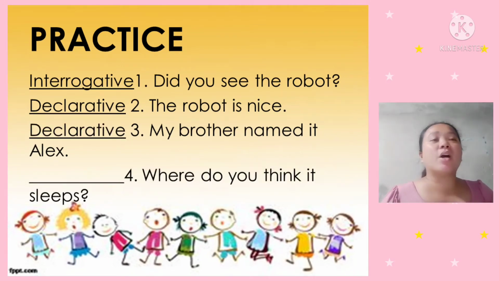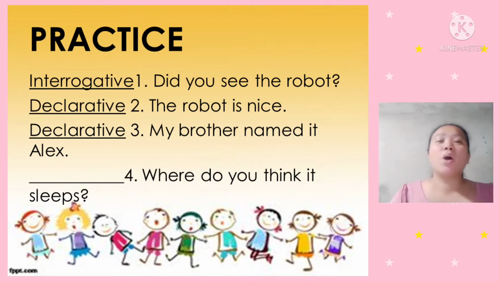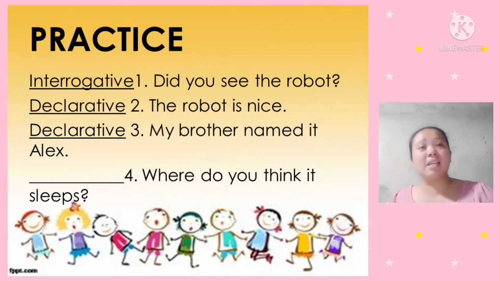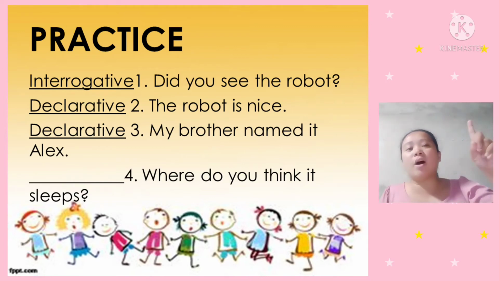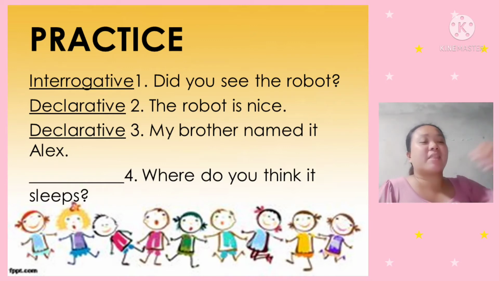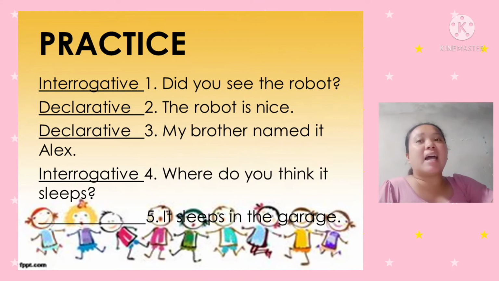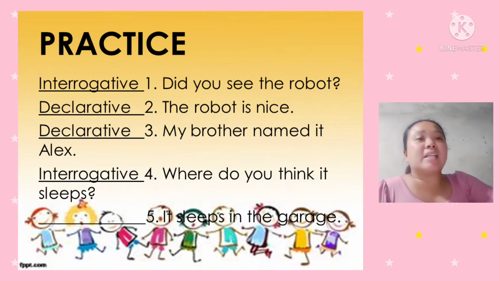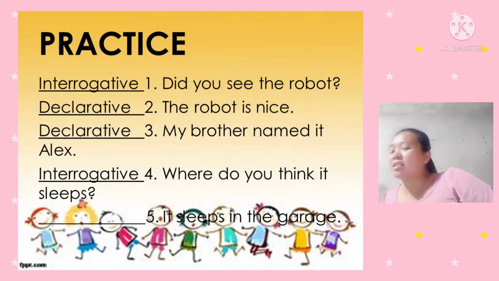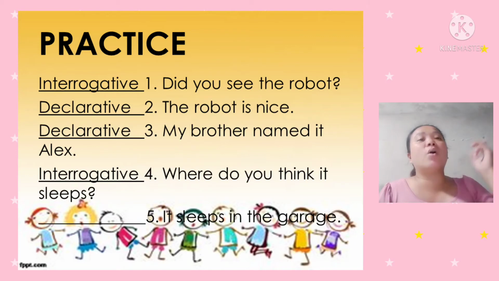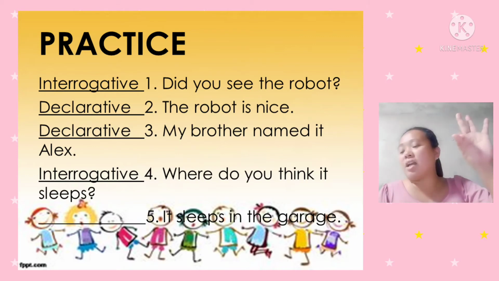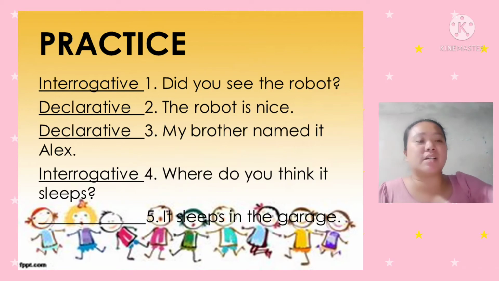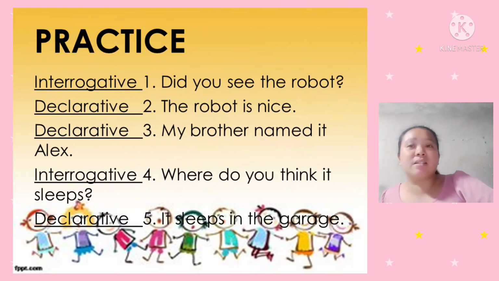Next, number 4. Where do you think it sleeps? D or I? Ready? Think. 3, 2, 1. What is your answer? That's right. It is letter I, interrogative. Now, for our last example: it sleeps in the garage. D or I? Ready? Think. 3, 2, 1. What is your answer? Okay, very good. It is letter D, declarative.